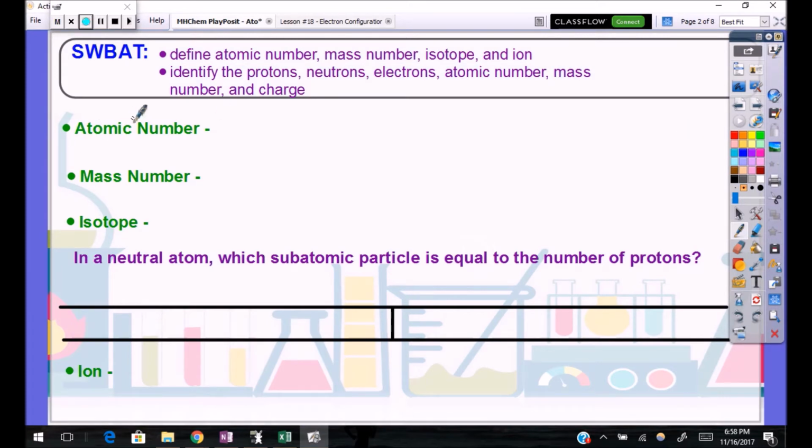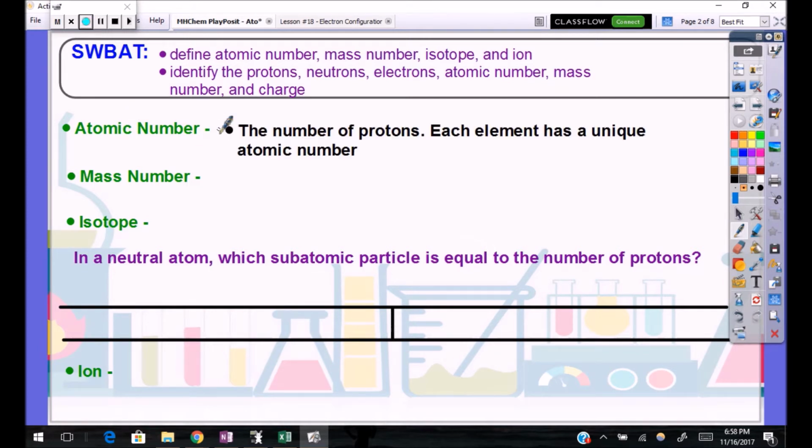First off, all of these things should be a review, but we have our atomic number. Atomic number is the number of protons. Each element has its own unique atomic number. When we look on the periodic table, this is the number we're going to use to figure out which element it is. We also have our mass number, the number of protons plus the number of neutrons.